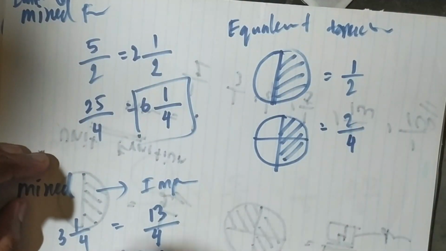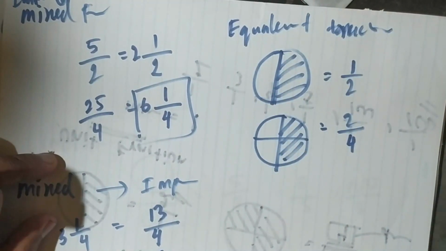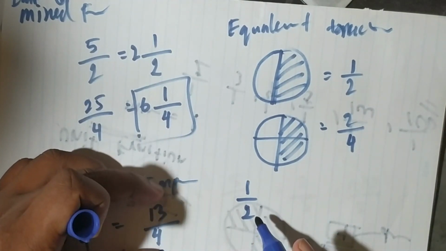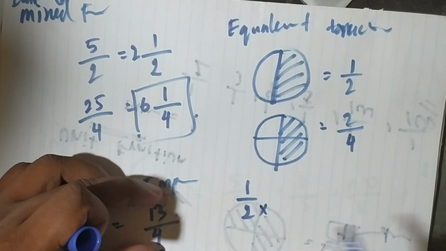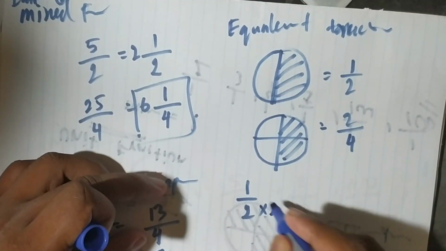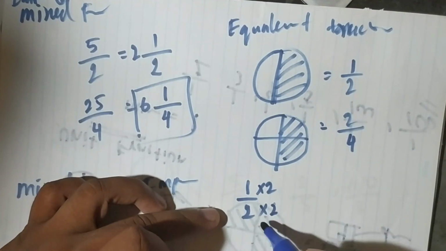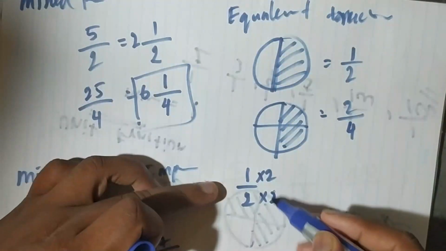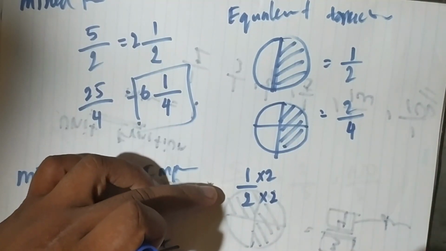So I am going to teach you how to convert a fraction to an equivalent fraction. I am just taking 1 over 2. If you need an equivalent fraction for this, how can you do it? If you multiply a number with the denominator, not the numerator, with the denominator, the same number you should multiply with the numerator. If I multiply the denominator by 3, the numerator also I should multiply by 3. If I multiply by 10, the numerator also I should multiply by 10.